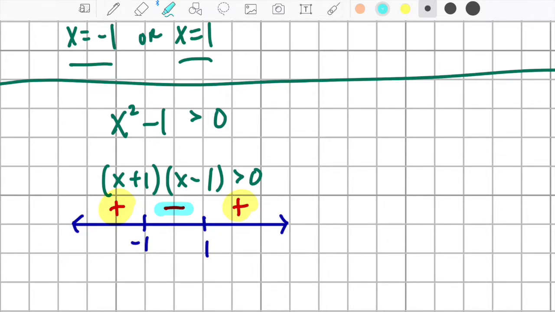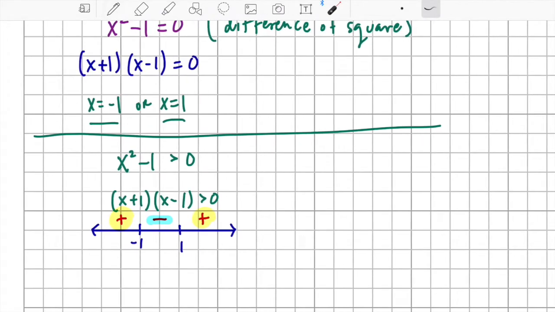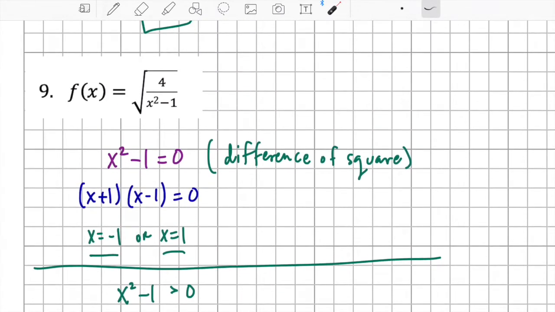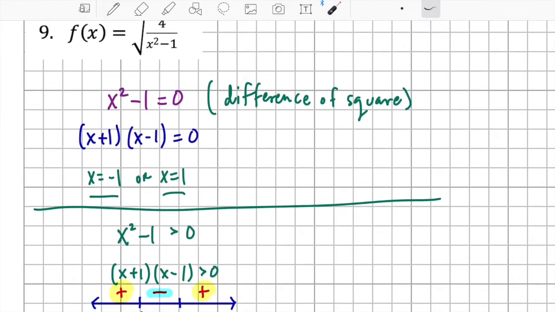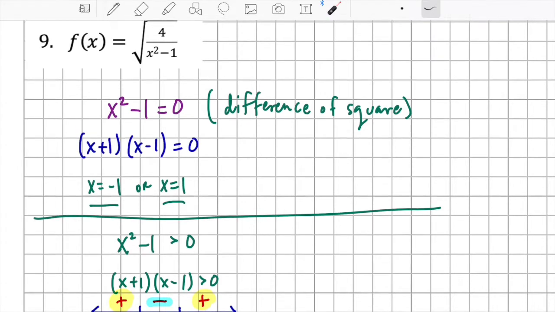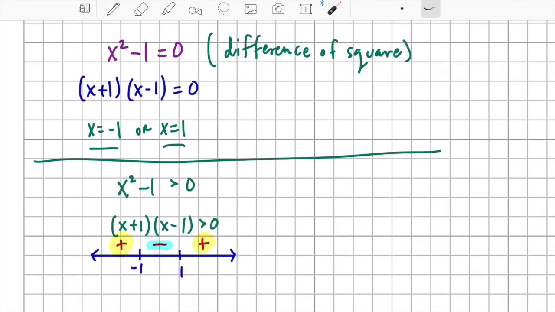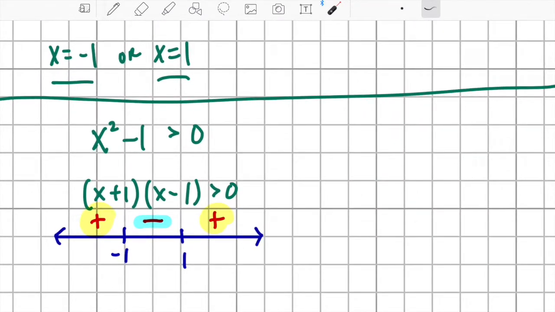So we want all the numbers that are less than -1 and greater than +1, because that will give me a positive number inside the radical. So basically that is our domain. Notice that x cannot equal, we said in the beginning, x cannot equal 1 or -1. We're not including it.